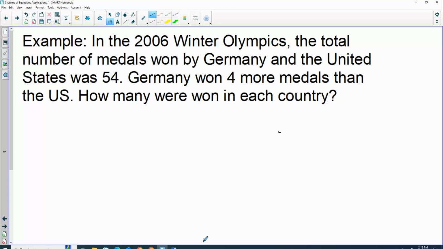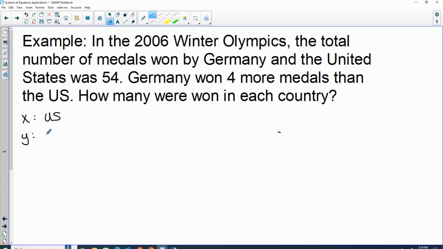Okay. In the 2006 Winter Olympics, the total number of medals won by Germany and the United States was 54. Germany won 4 more medals than the US. How many were won in each country? So what are my variables? And what do they represent?